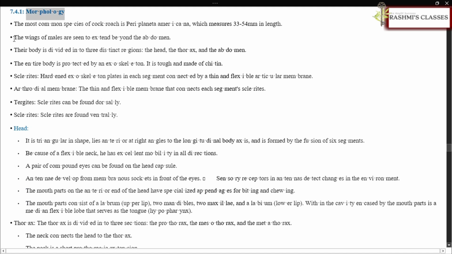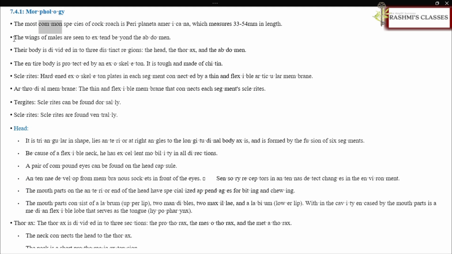7.4.1 Morphology. The most common species of cockroach is Periplaneta americana, which measures 33 to 54 mm in length. The wings of males are seen to extend beyond the abdomen. Their body is divided into 3 distinct regions: the head, the thorax, and the abdomen. The entire body is protected by an exoskeleton. It is tough and made of chitin.